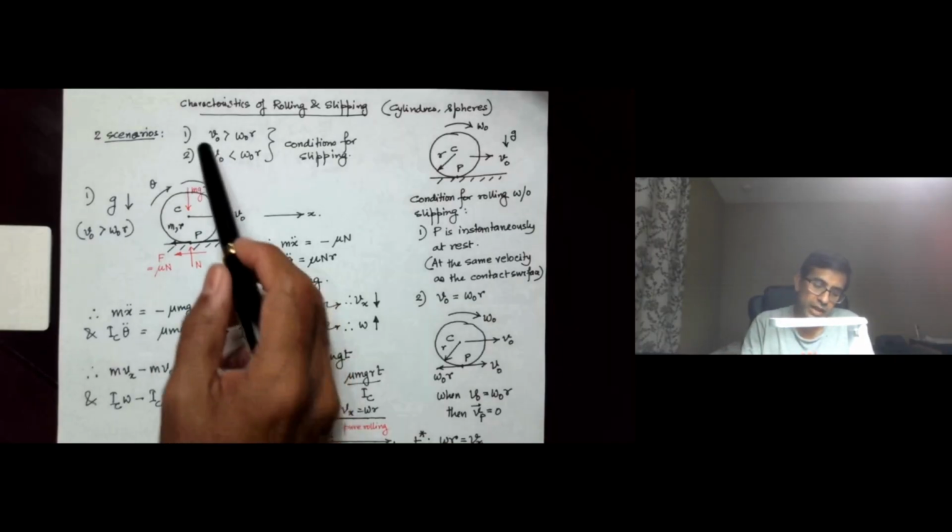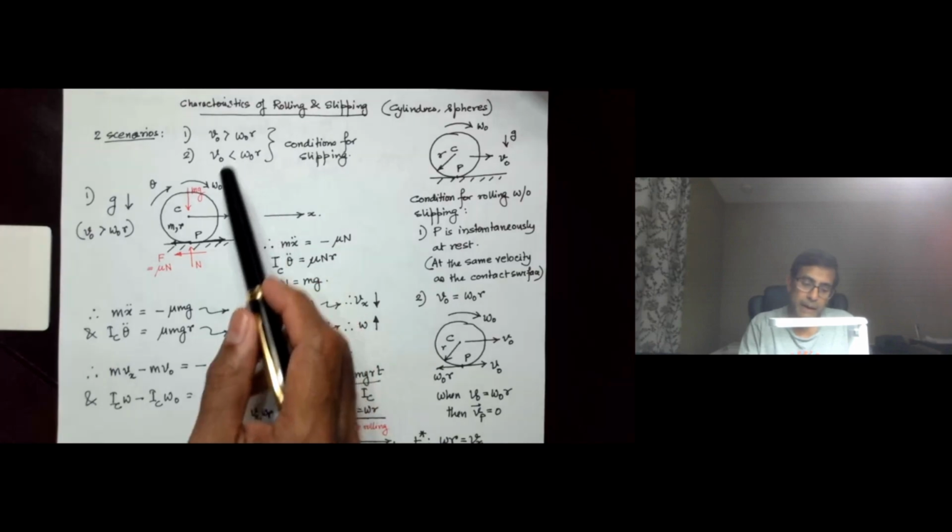So first we took the case of V0 greater than omega naught r, and keep in mind that this means that the initial forward going velocity of the cylinder, which is V0, is greater than the initial angular speed omega naught times the radius of the disk.